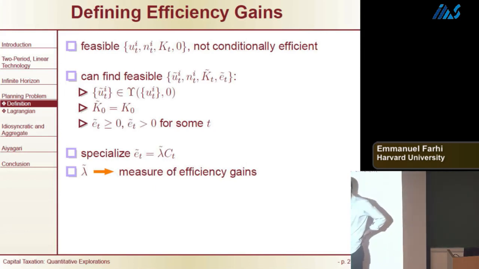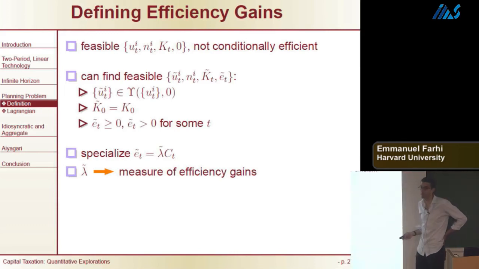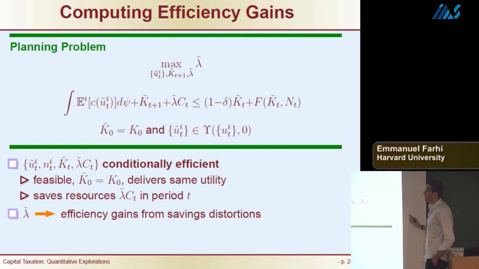Now, I'm going to impose that you save this amount of resources in every period, something that's proportional to the initial consumption allocation. And I'm going to report lambda tilde as my measure of efficiency gains. So you have two frontiers, and the way you compute the distance between those two frontiers is always a bit arbitrary. This is a meaningful way of computing that distance. There are other ways to do it, but that's consistent with the way people do welfare in general, and the way, for example, Lucas reported his welfare numbers. So that's it. Now we're in business.